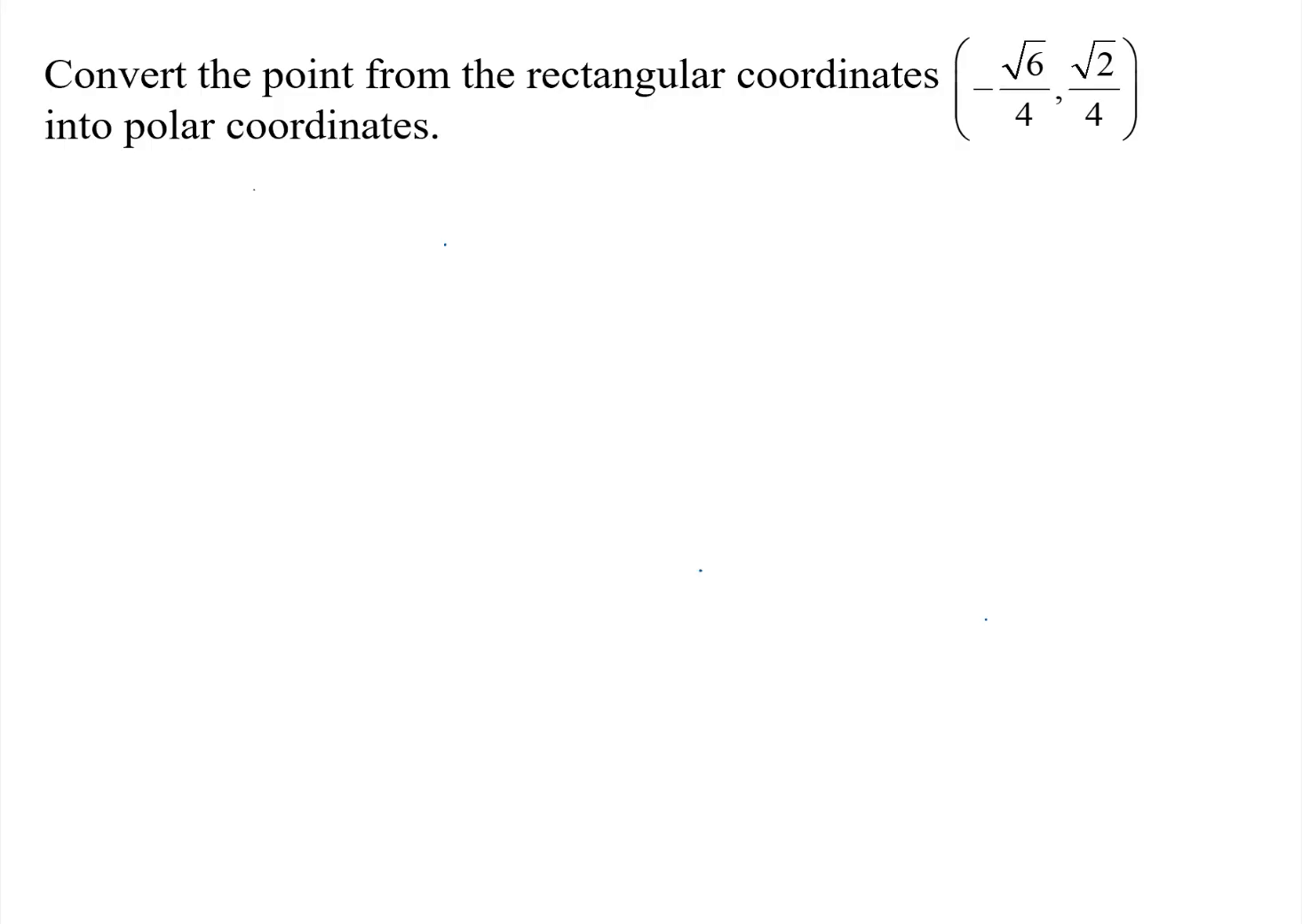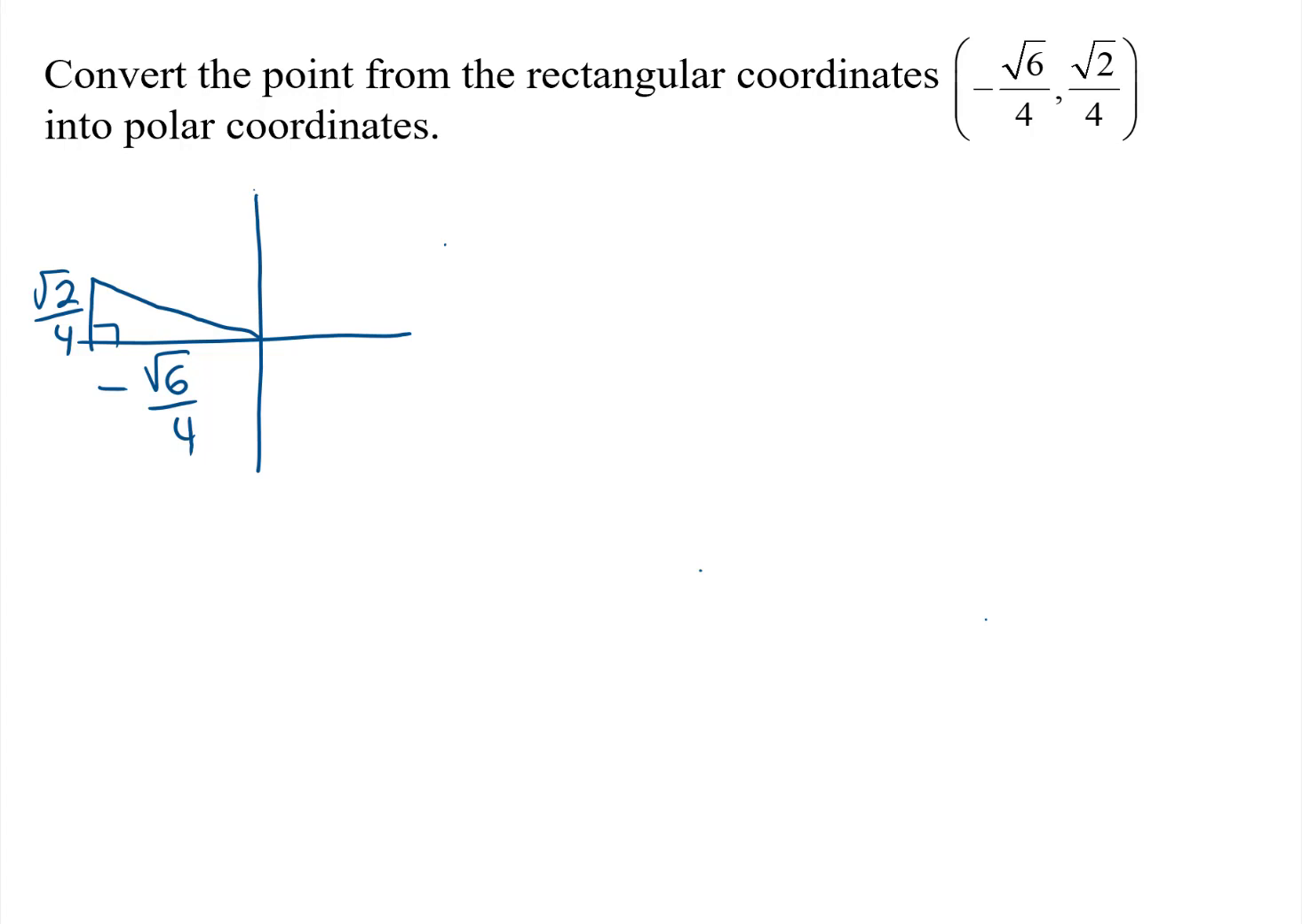We want to convert this rectangular coordinate point to polar coordinates. Alright, I'm going to plot the point, and I'm not going to worry about it exactly. I will just go ahead and label it. X is negative square root 6/4 and y is square root 2/4. So I know I have something here in quadrant 2.